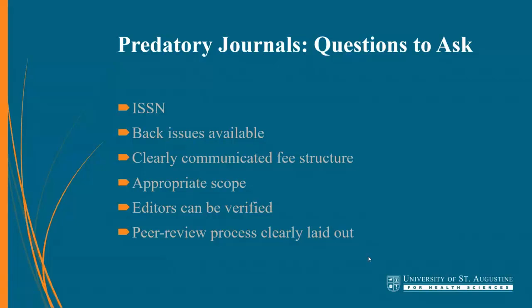You should be able to see back issues. If it's only been around for 6 months, it could be good. It could be a quality journal that just started up, but chances are, if it's only been around for a very short period of time and you can't see issues going back 5 or 10 years, that it's probably one of these flash in the pan predators. Any fee structures should be clearly communicated, as should their peer review process. I mentioned verifying editors or institutional affiliations, and the last one is appropriate scope.